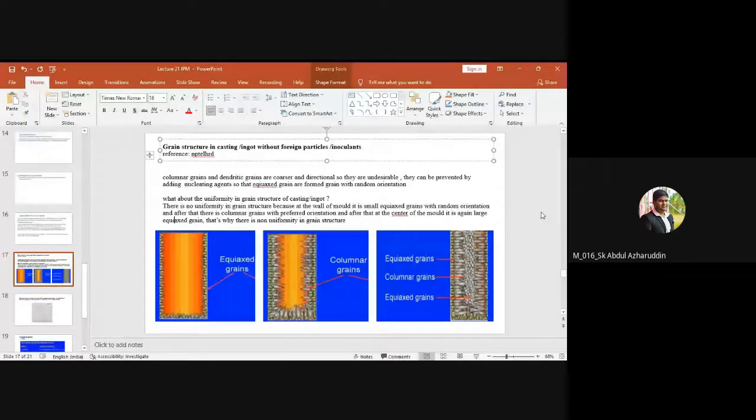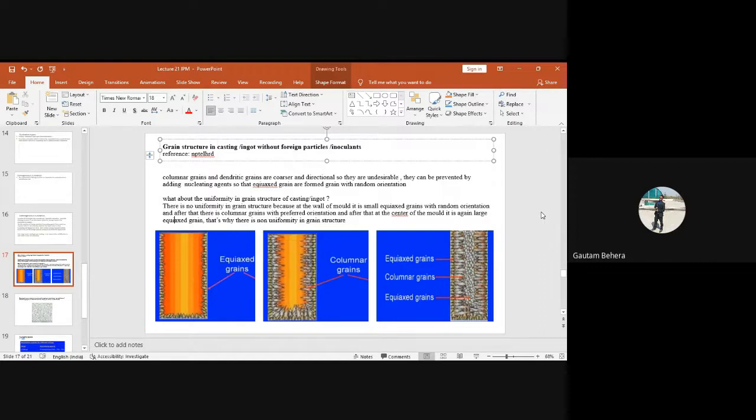The columnar grains can meet each other in the center. Okay, fine. Yeah, that may be a situation. See, as I told already, this columnar grain can be compared with dendrites again. Yes or no? Yes. It may compare with dendrites because dendrites also grow in a preferred direction. They are also big. They are also directional. Columnar grains are also big. They are also directional. But what is the difference between columnar grain and dendrite?